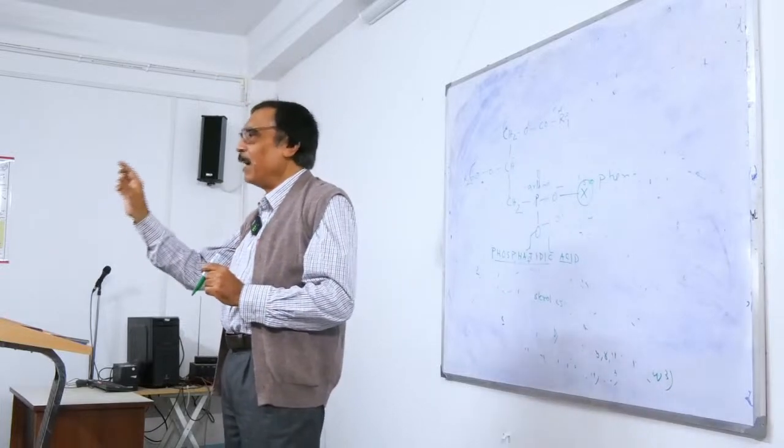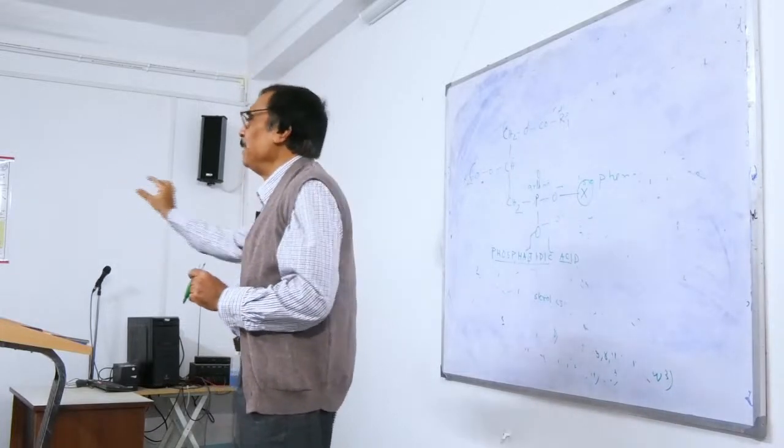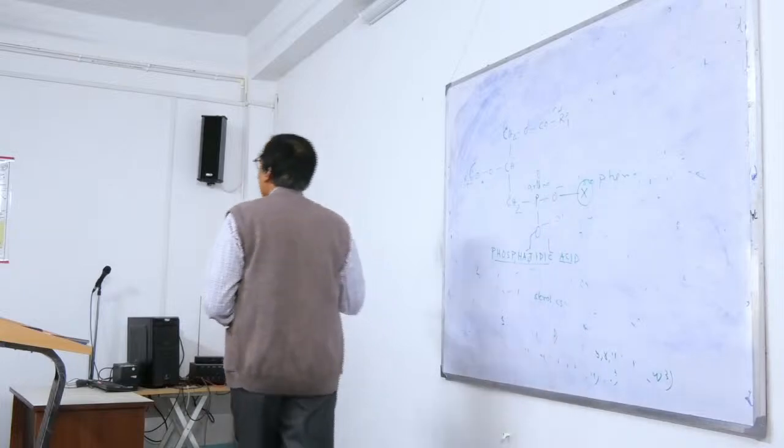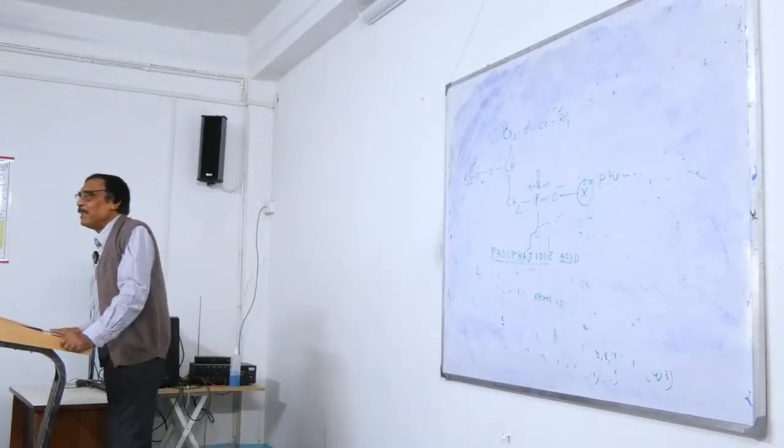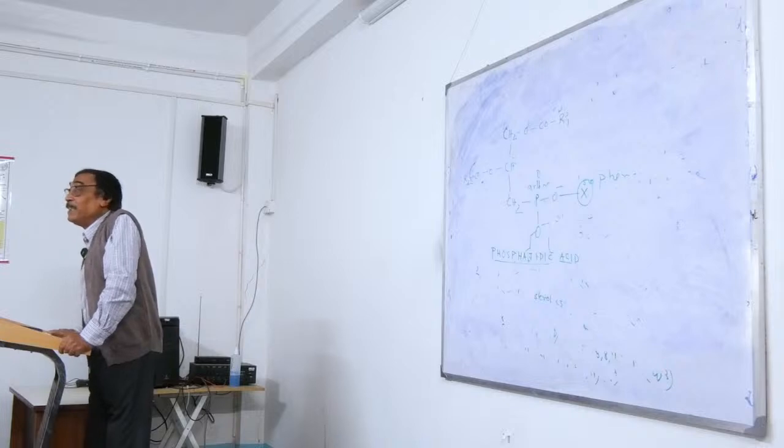Cardiolipin is a diphosphatidylglycerol. Chemically, cardiolipin is a diphosphatidylglycerol.